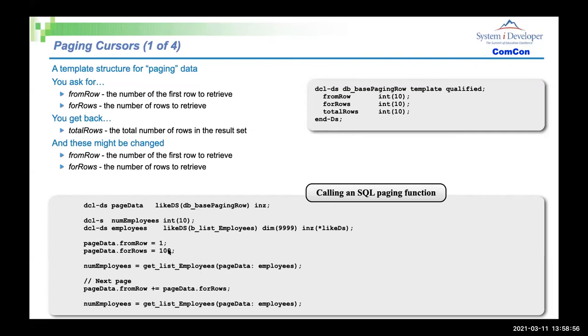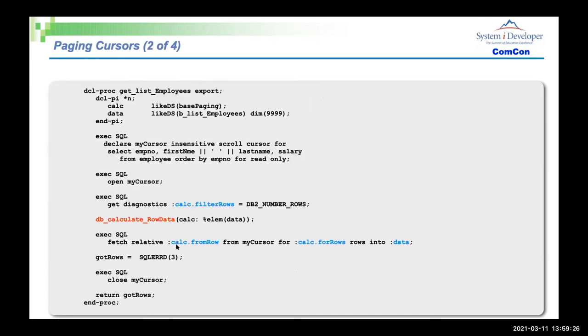Now, since I've only asked for 100, that's going to be any value from 0 to 100 coming back. Assuming that I'd gotten the full 100 rows, if I wanted to get the next page, I would just add the for rows, like 100, to the from row and call it again. And I will now get the second 100 rows, et cetera. So this is how I would page through. If you want to think of this in a loop going through, is the way that it would work.